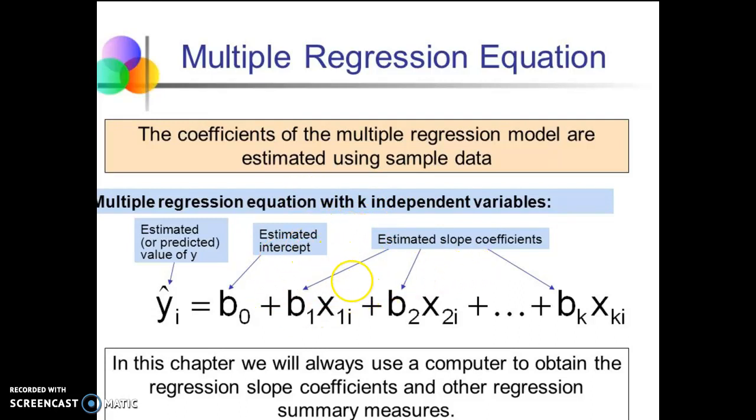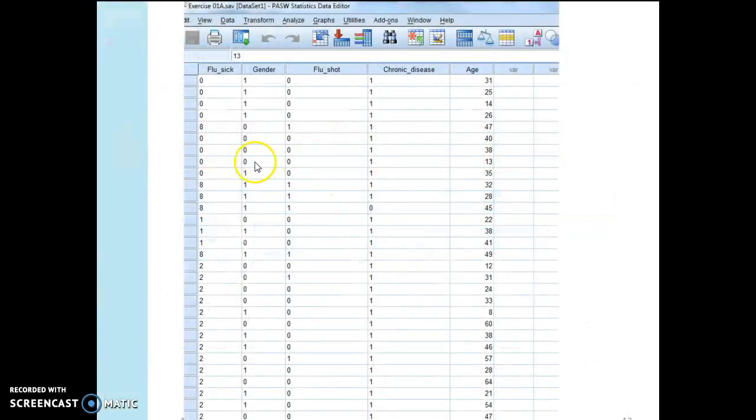Instead of one term with a variable, like B0 and B1x, like the simple regression, we can have other terms out here that are linear. You don't see anything squared there, so they're all linear. So we're looking for an equation like this. Well, here's what we do. Here's a set of data.